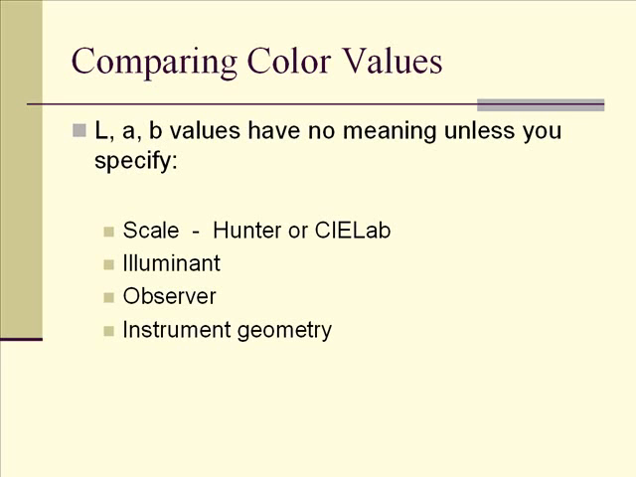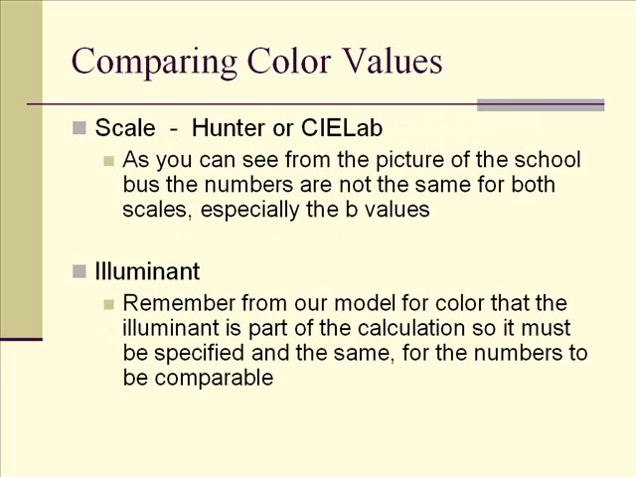Scale, Hunter Lab or C-Lab. As you can see from the picture of the school bus, those numbers are not the same for both scales, especially the B values. They were like 30 points different, 30 numbers off. Illuminant: remember from the model for color that the illuminant is part of the calculation, so it must be specified and the same for the numbers to be comparable.